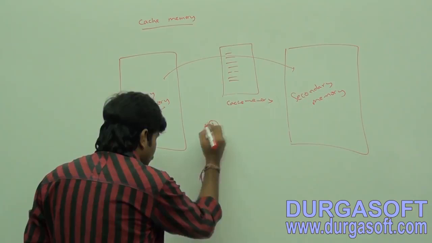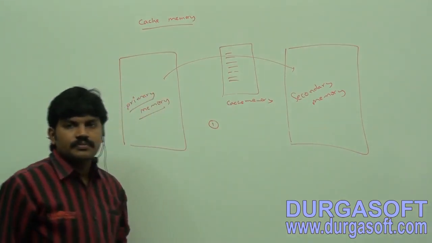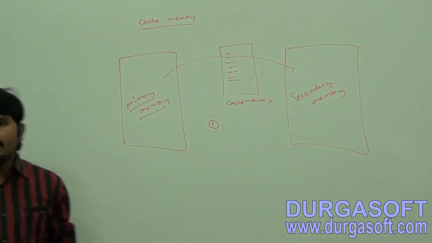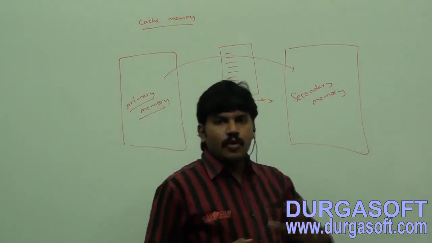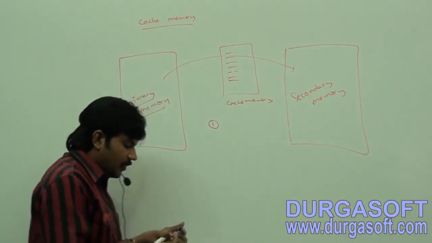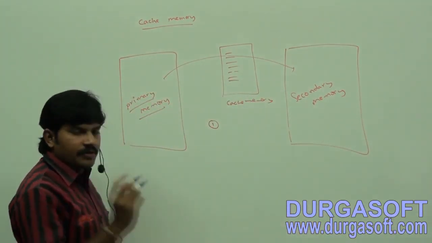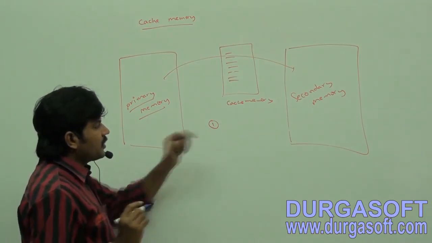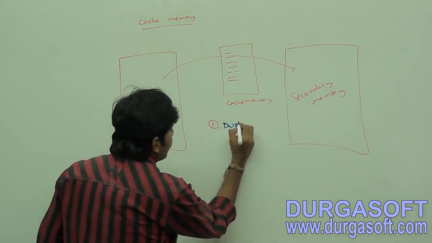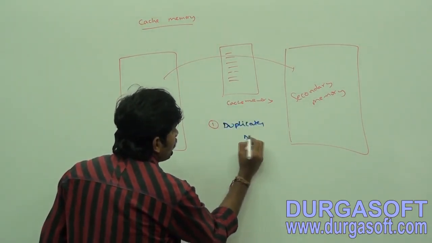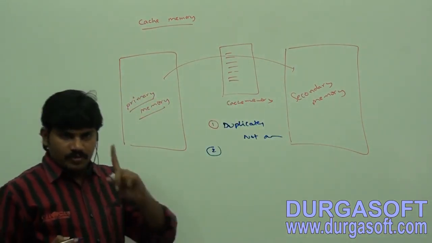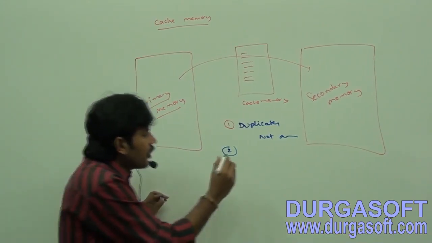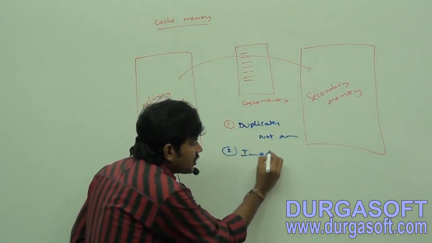So the first thing here is, in cache memory there are some properties that are going to be satisfied. What is the first property? Listen, duplicates are not allowed. Second point is, insertion order must be preserved.